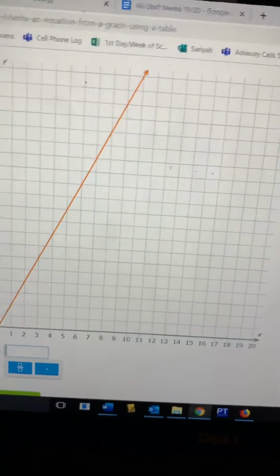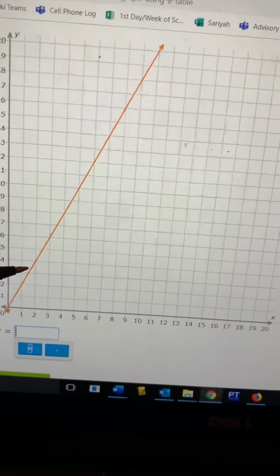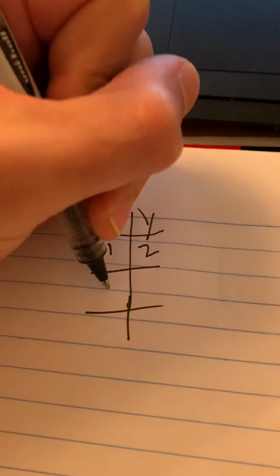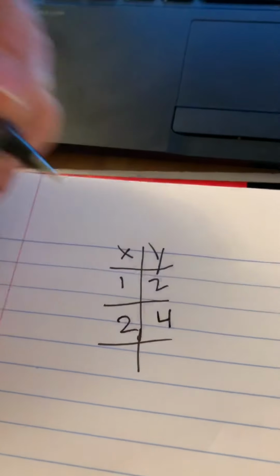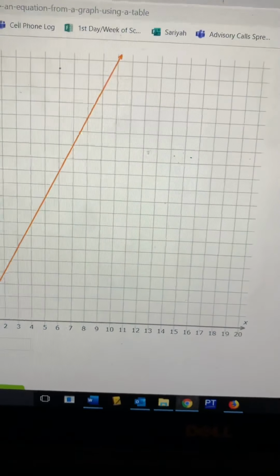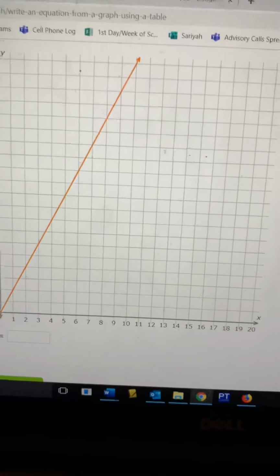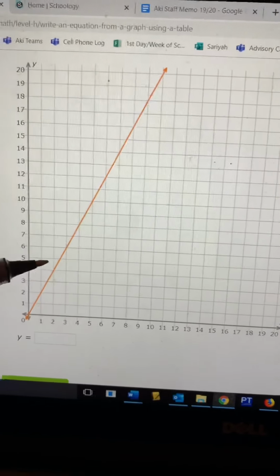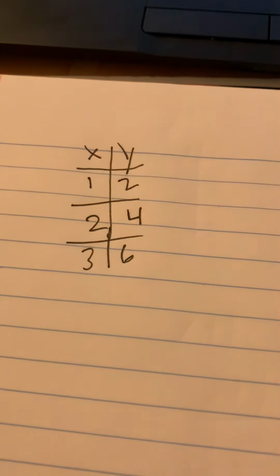I'm going to go back to the graph. I'm going to find another point that's very clear. How about right here, that's over 2 up to 4. So that point is 2, 4, okay? And then let's just do one more to be safe. So this point here is very clear, and that's over 3 up to 6. So it's 3, 6.